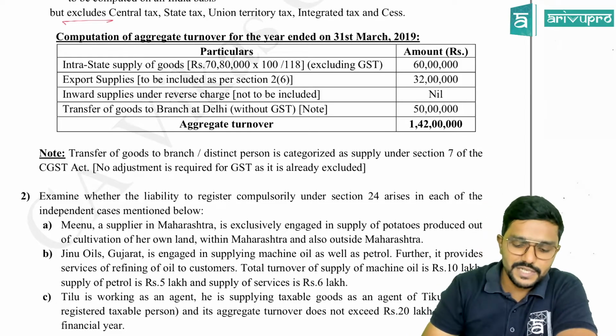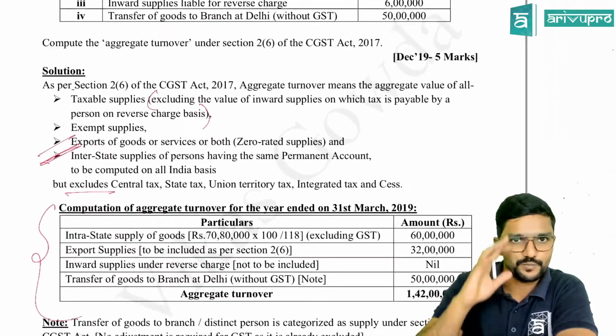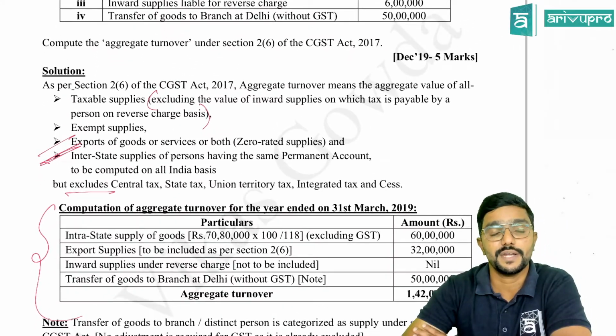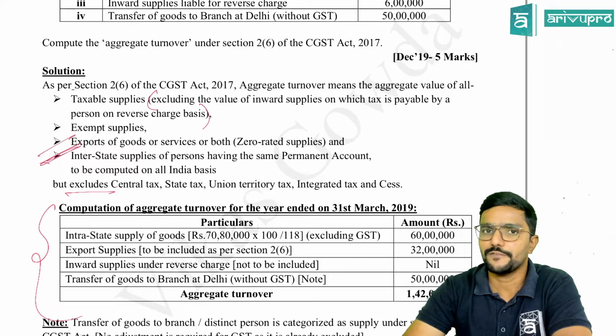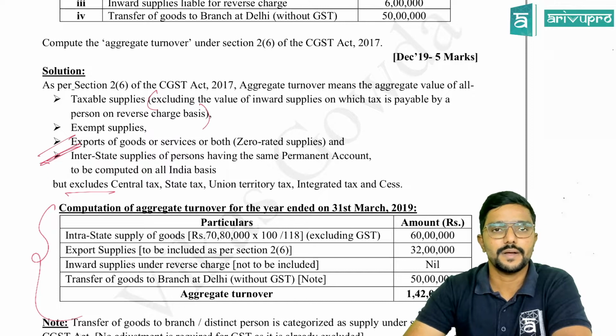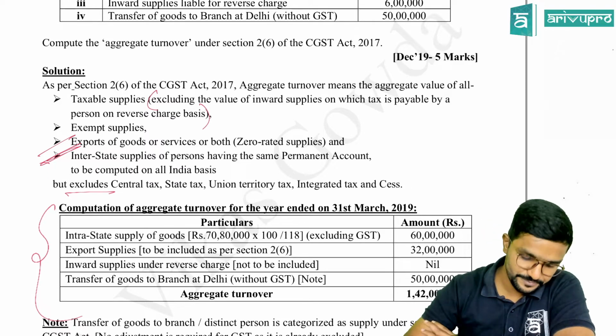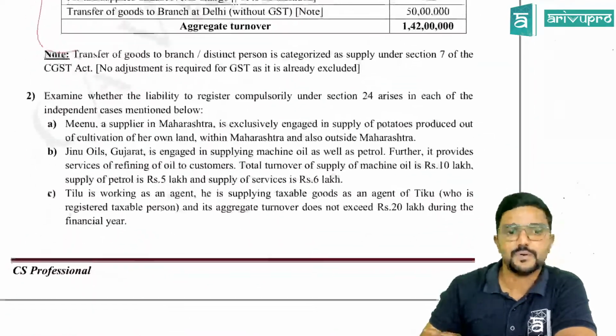But don't straight away do this part. First explain what is aggregate turnover. That is why I told you, while explaining the aggregate turnover definition, it is very important. So please try to remember. There are some definitions which are very important from the exam point of view, guys, like goods, services, composite supply, mixed supply, aggregate turnover, exempt supply. All these definitions you should know as they are. Clear? Yes. Chalo, we shall go to the second question now.